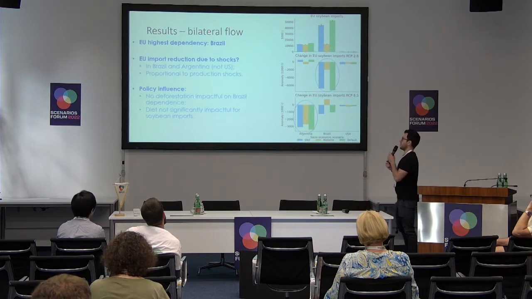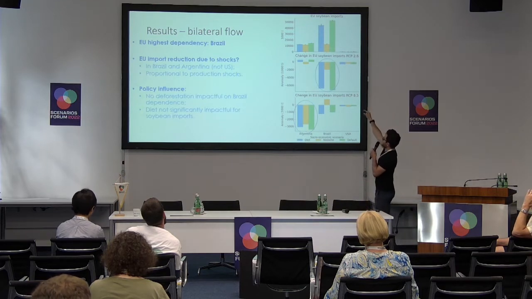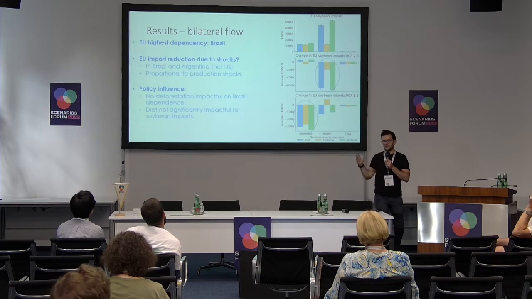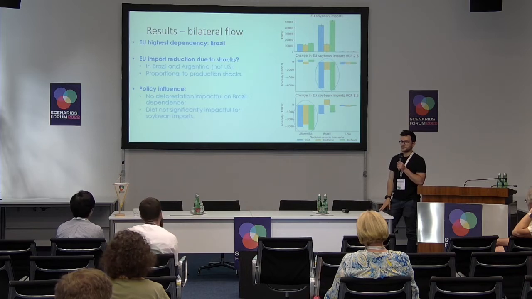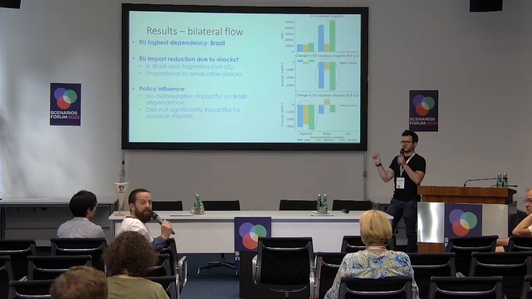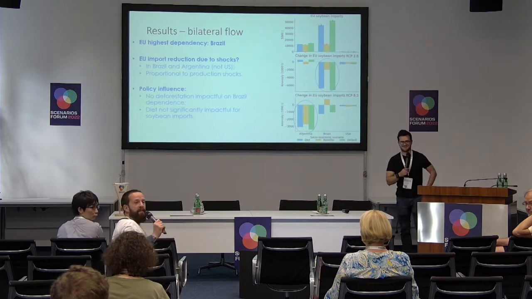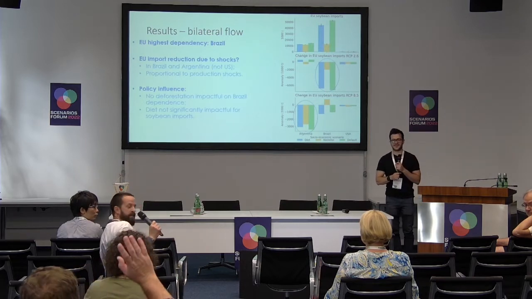So obviously all the shocks are going to be reduced because your total value is smaller, so your absolute change is going to be smaller as well. Does it make sense? Yeah. Any other questions? Yeah, sorry.